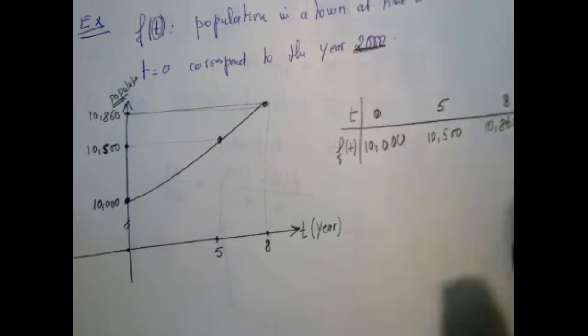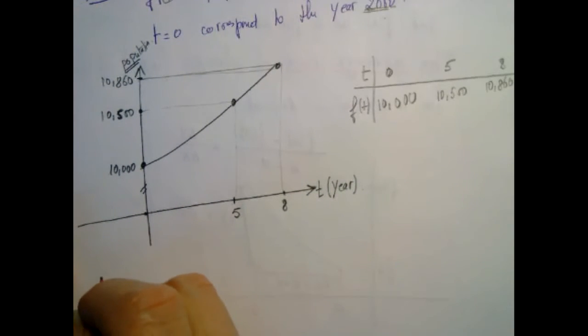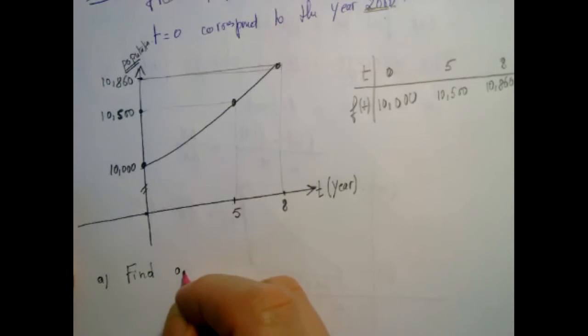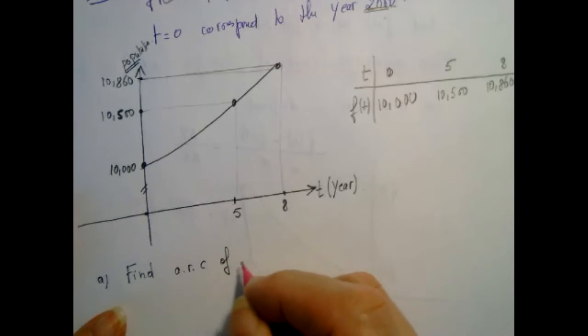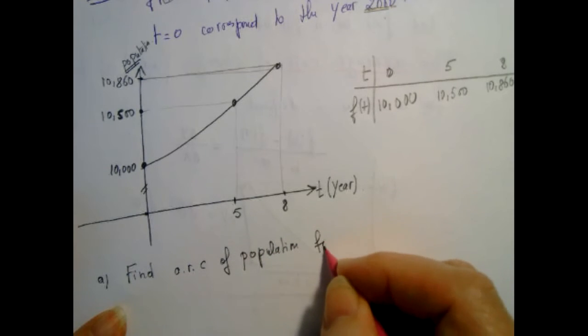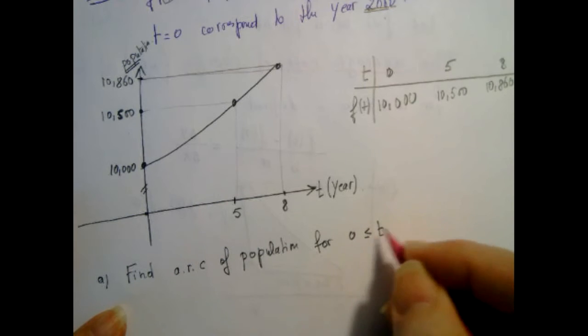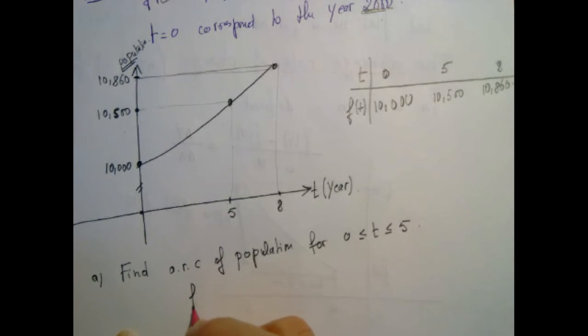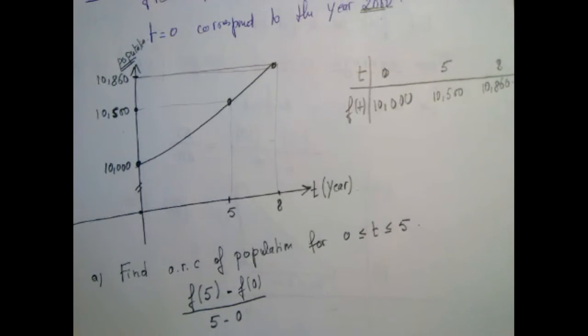So now my question is going to be the following. Question number 1: find the average rate of change of the population for t between 0 and 5. What's the average rate of change? It's equal to the population at 5 minus the population at 0, over 5 minus 0. I write it to remind you that's really the definition.